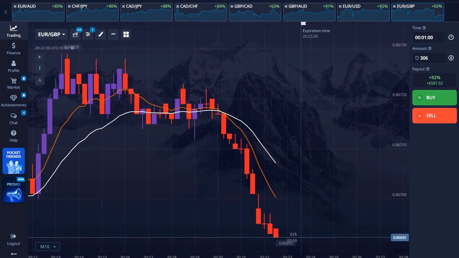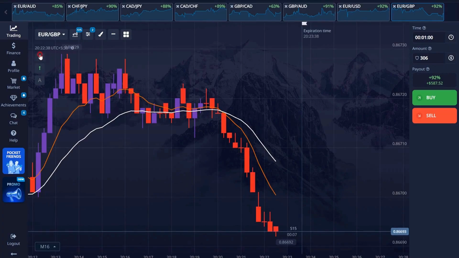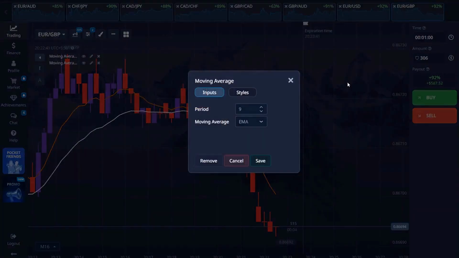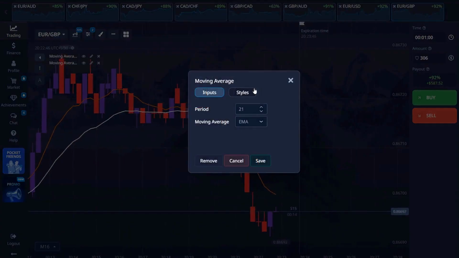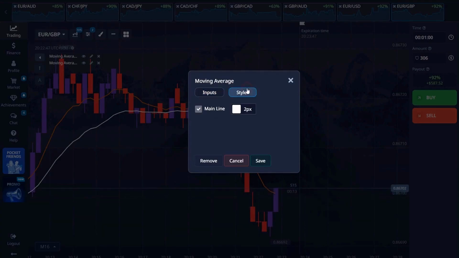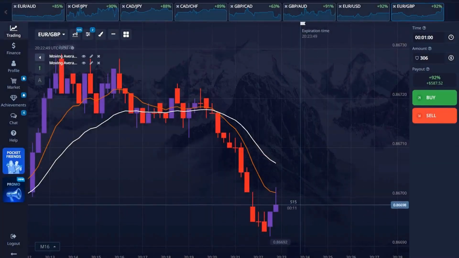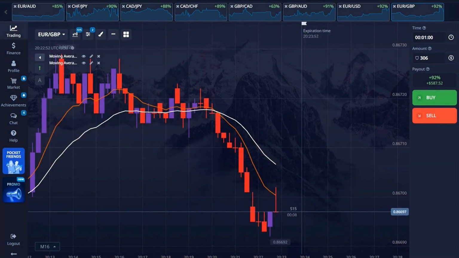Before we wrap up, let me quickly show you the exact settings for this strategy so you can set it up on your own chart. First, we add a moving average and set the period to 9. Make sure you select EMA from the drop-down. This will be our fast moving average, and I usually set its color to something bright, like orange, so it's easy to spot. Next, we add another moving average, but this time we set the period to 21, and again choose EMA. This becomes our slow moving average, and I usually keep it in white, so we can clearly see when the two lines cross. And that's it. EMA 9 and EMA 21 are the only two indicators you need for this crossover strategy.